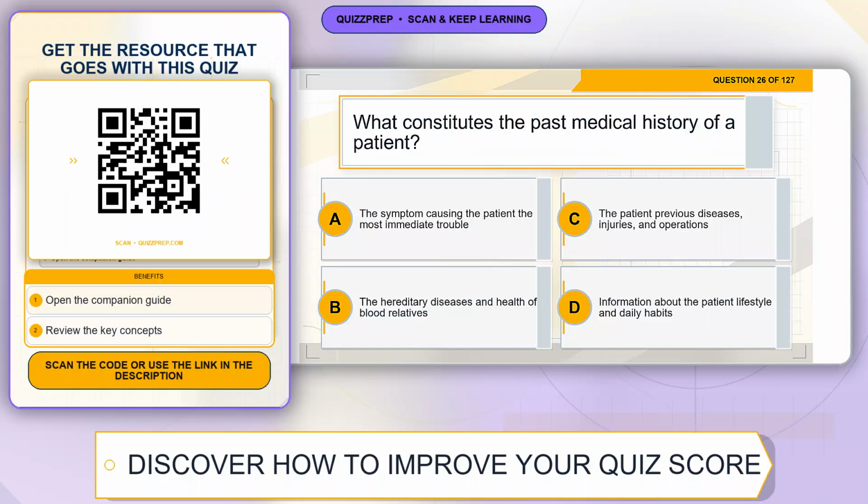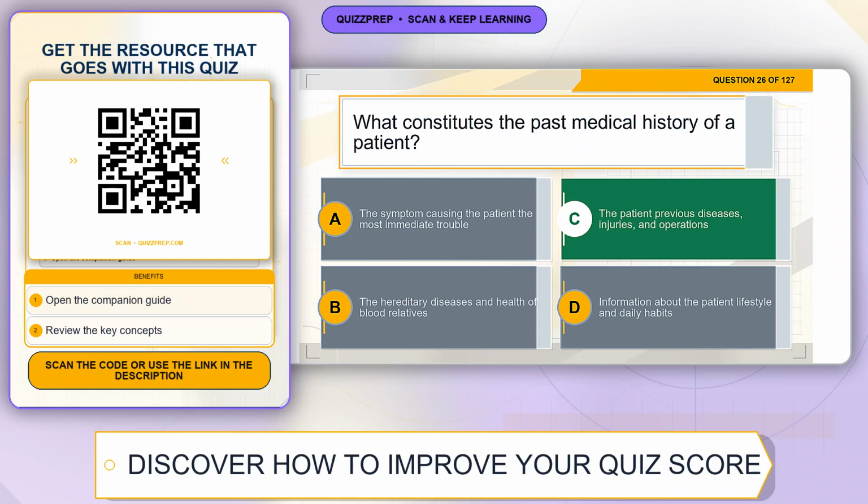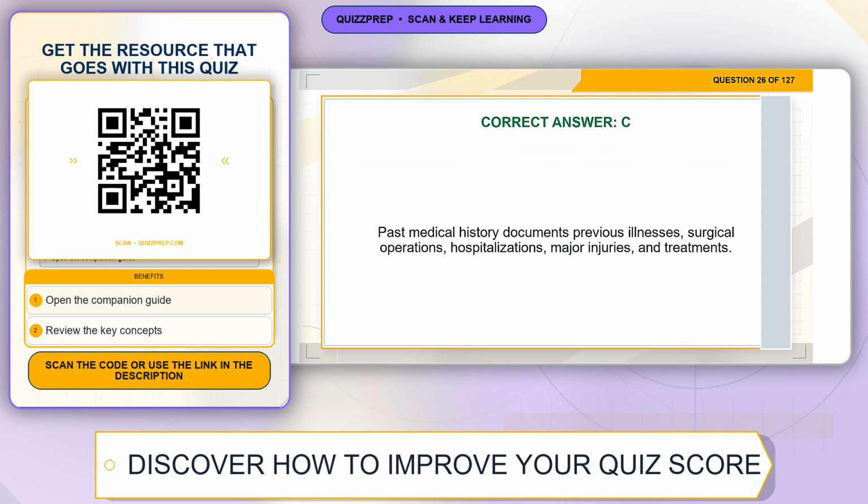Question 26. What constitutes the past medical history of a patient? Option A, the symptom causing the patient the most immediate trouble. Option B, the hereditary diseases and health of blood relatives. Option C, the patient's previous diseases, injuries, and operations. Option D, information about the patient's lifestyle and daily habits. The correct answer is option C, the patient's previous diseases, injuries, and operations. Explanation. Past medical history documents previous illnesses, surgical operations, hospitalizations, major injuries, and treatments.